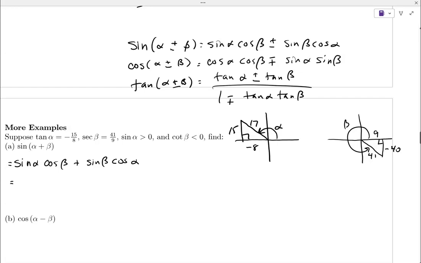So which way is it? 17. There you go. Yeah, it's opposite over hypotenuse, right? So I'll get 15 over 17. Well, again, using the reference triangle, given the given information, what is cosine of beta?